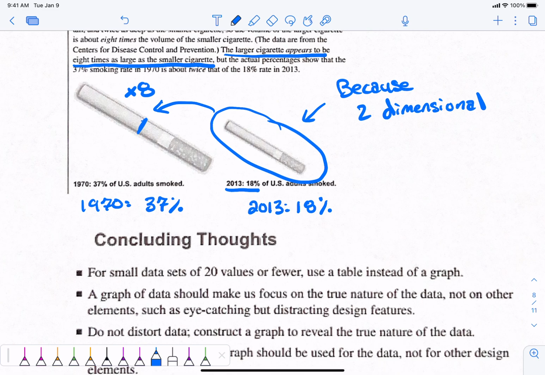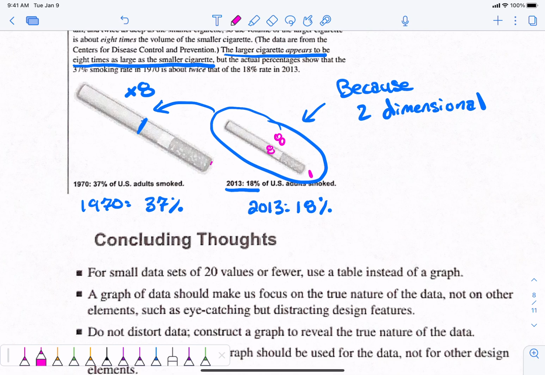Does that make sense? The larger cigarette appears to be 8 times as large, right? Okay, so let's just put some numbers to this. I'm going to do this in a different color. Let's say the cigarette is a 1 by 8. So it would have an area of, like it's a rectangle, right? 1 by 8 would have an area of 8, right?